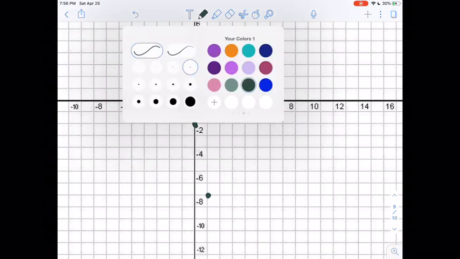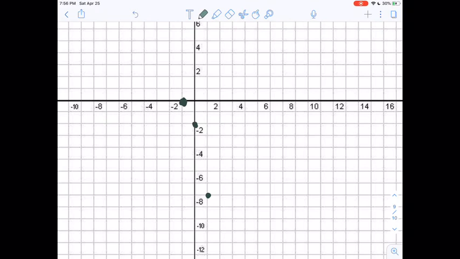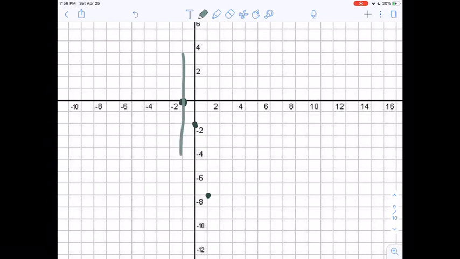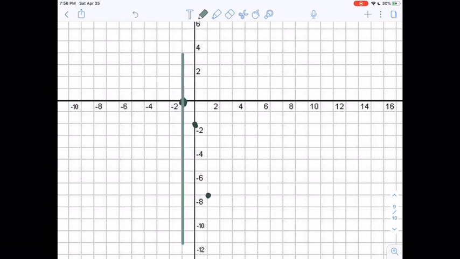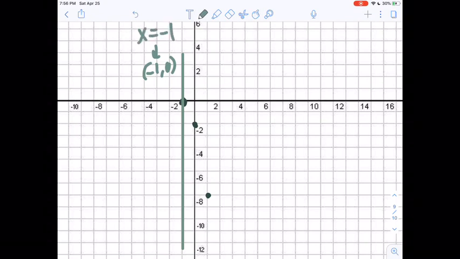Okay, so right now I'm going to stop here and I'm going to find the axis of symmetry. Remember, your axis of symmetry goes through your vertex. So that's right here, right? So here's my axis of symmetry. This point is negative 1, 0. And your axis of symmetry is always equal to your x coordinate. So x equals negative 1.